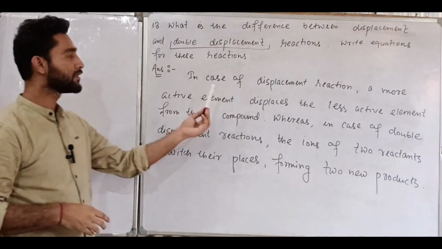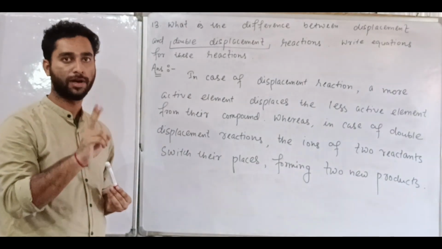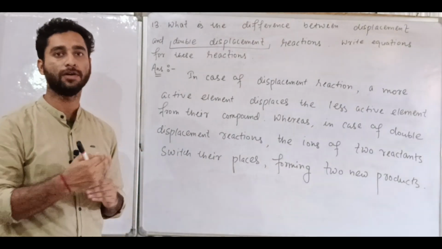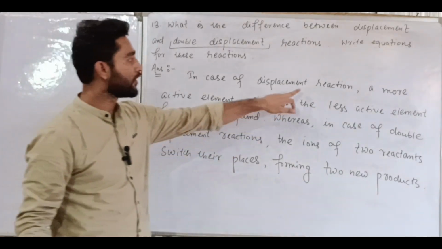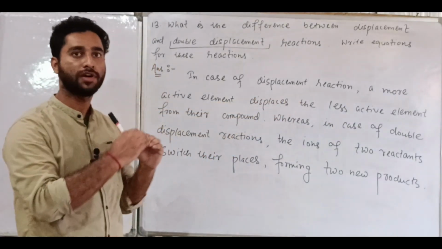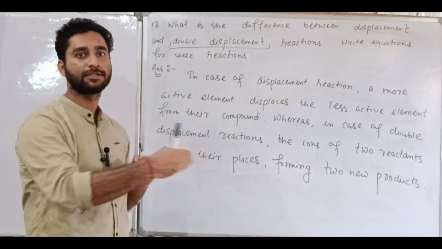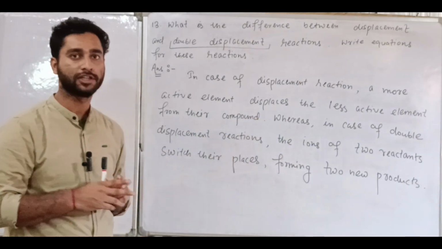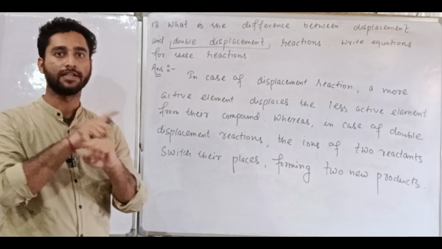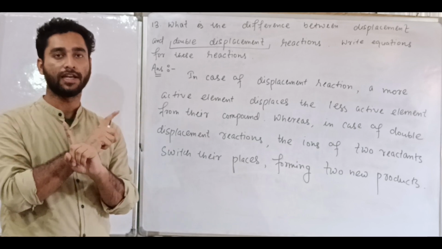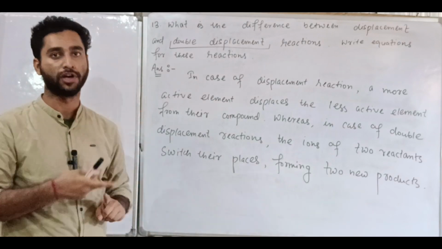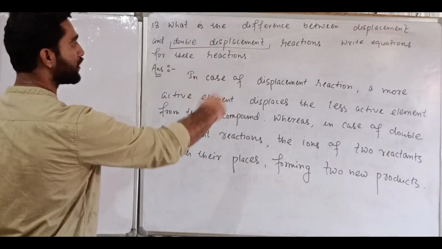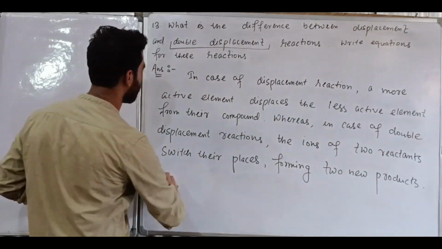So in case of displacement reaction, the displacement occurs from one position. In case of double displacement reaction, the displacement takes place from two positions. So in case of displacement reaction, a more active element easily can displace the less active element. Whereas in case of double displacement reaction, the ions of the two reactants will switch their places, and as a result we will get two new products. Now we'll be writing the equations of both the reactions.